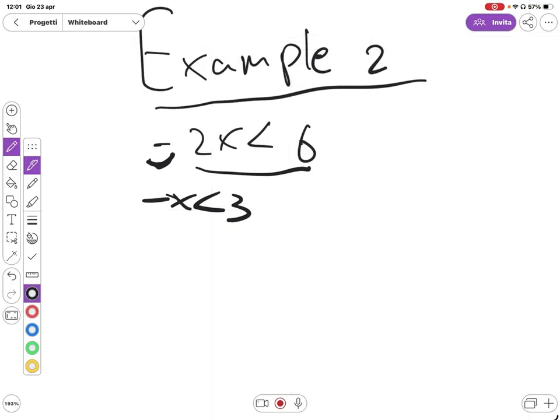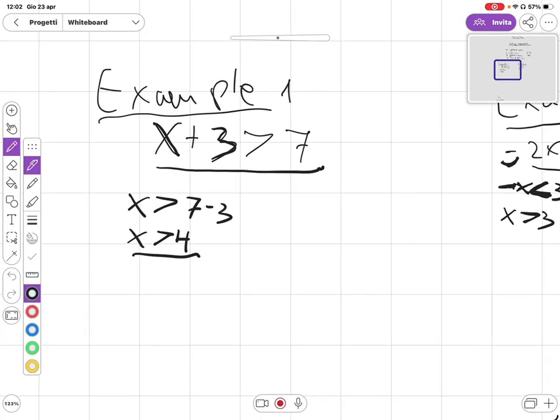What do we do next? We can see that here it's a negative sign, but how do we make it a positive sign? To change the sign, we need to multiply by negative 1 and we change the inequality sign. So if it was less than 3, we put it more than 3. Because if we change the sign from negative to positive, we need to also change the inequality sign from less than to more than.